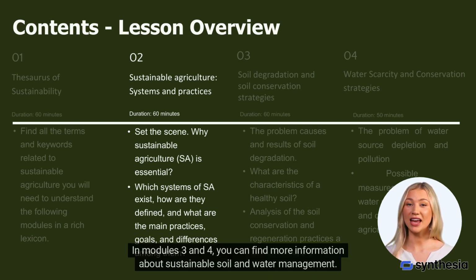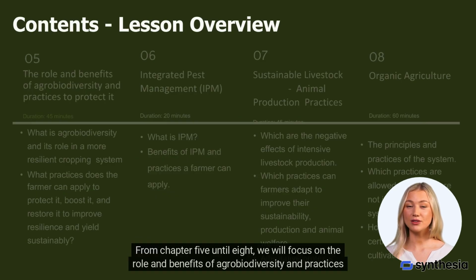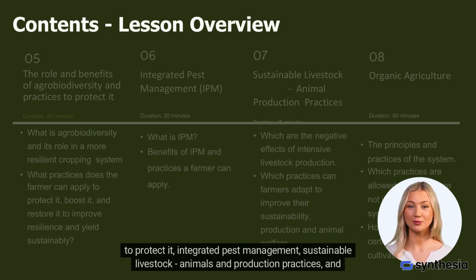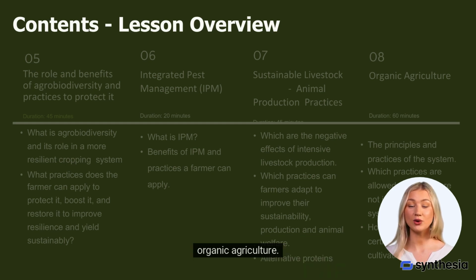In Modules 3 and 4, you can find more information about sustainable soil and water management. From Chapter 5 until 8, we will focus on the role and benefits of agrobiodiversity and practices to protect it, integrated pest management, sustainable livestock, animals and production practices, and organic agriculture.